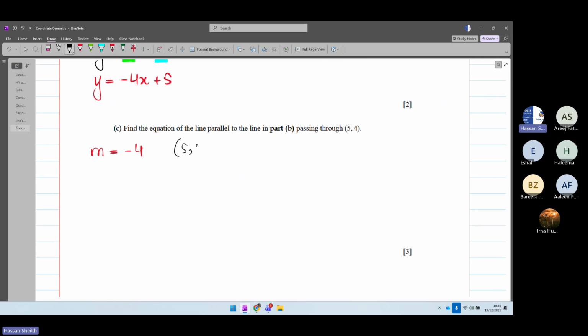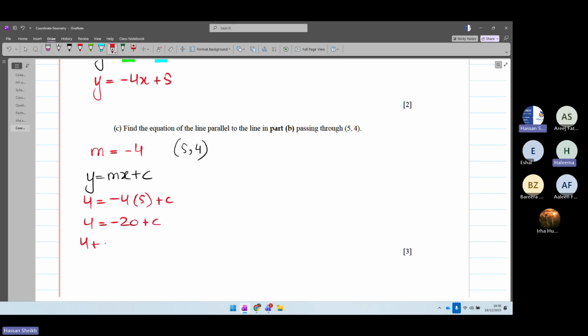So we need to look for c. How do we look for c? We use the same formula, y equals mx plus c. Then we put y as 4, equal to minus 4 times 5 plus c.